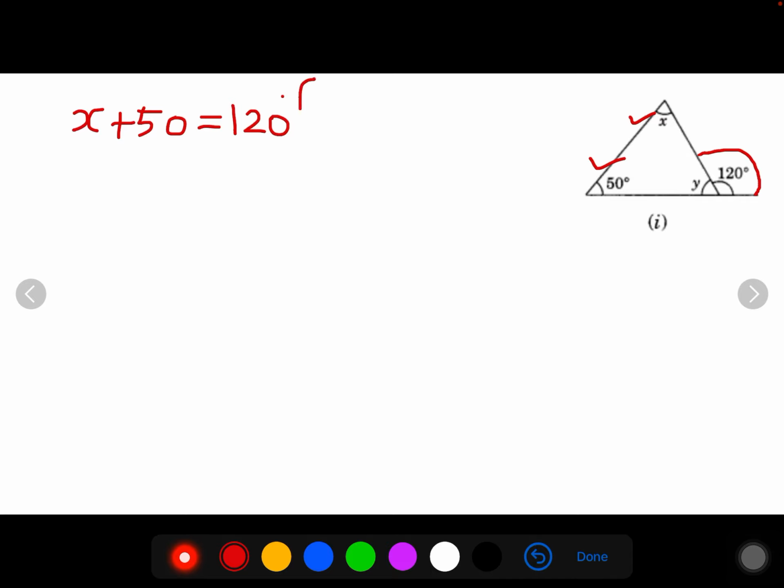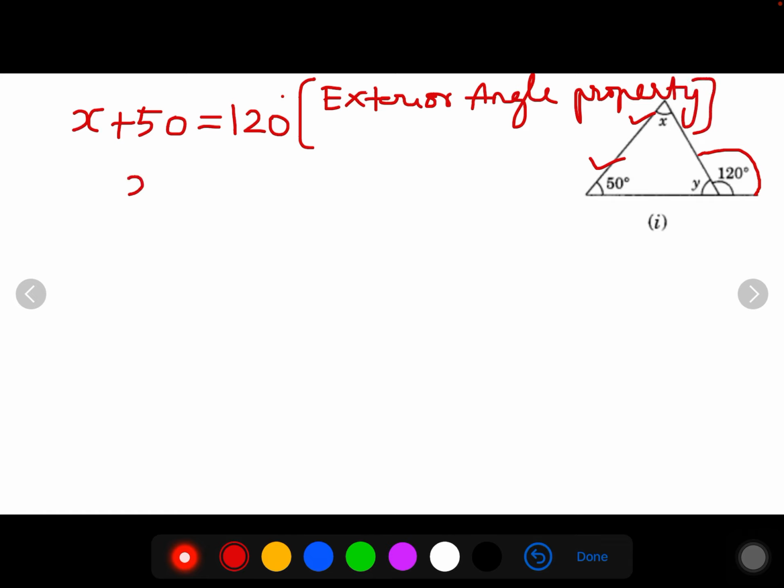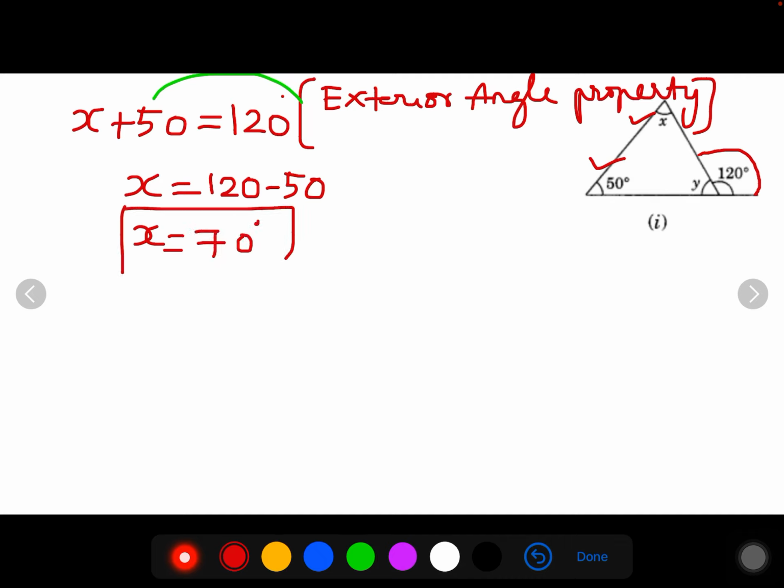Which property are you applying? You are applying the exterior angle property. So please mention the name of the property inside the brackets: exterior angle property. So x plus 50 is equal to 120. Therefore x is equal to, you need to bring plus 50 to the other side. So plus 50 becomes minus 50. 120 minus 50 is 70 degrees. Therefore x is equal to 70 degrees.